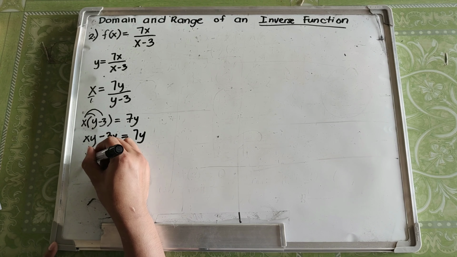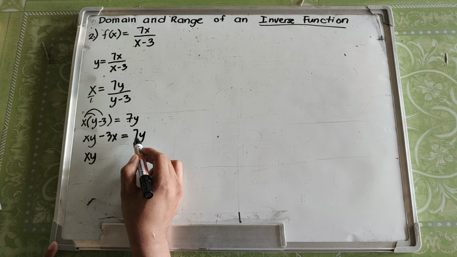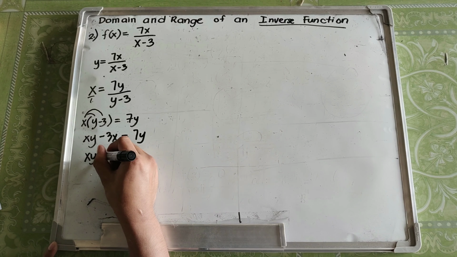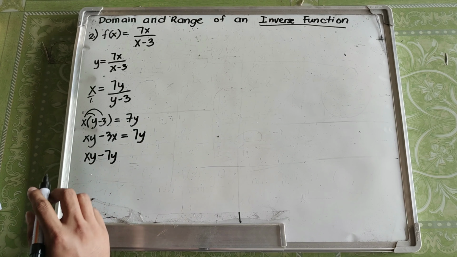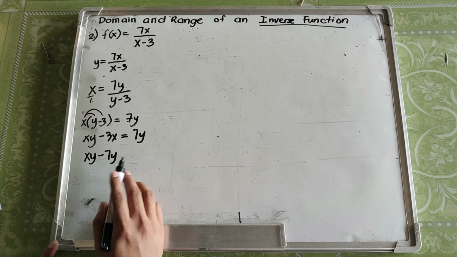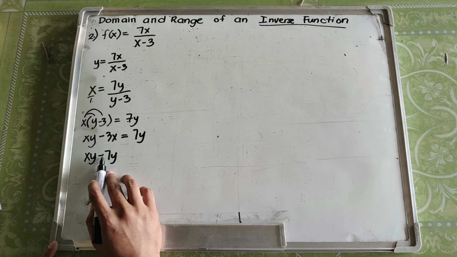So, xy, ipagsama-sama natin. Itong 7y, transpose. Anong sign ni 7y dito? Positive. Transpose natin ito, magiging negative 7y kasi from positive, convert to negative. Convert it into negative because we are going to transpose.